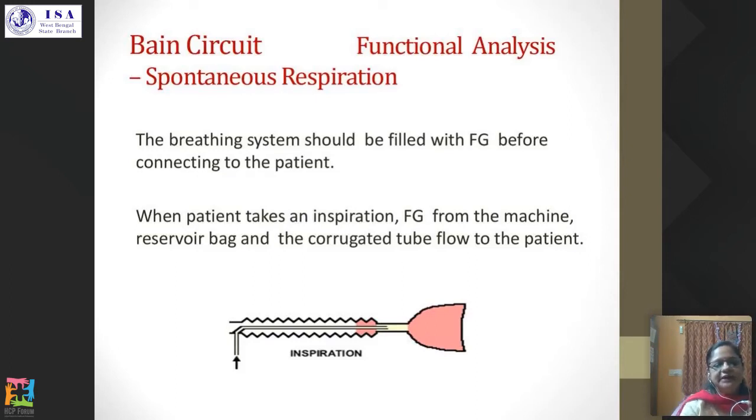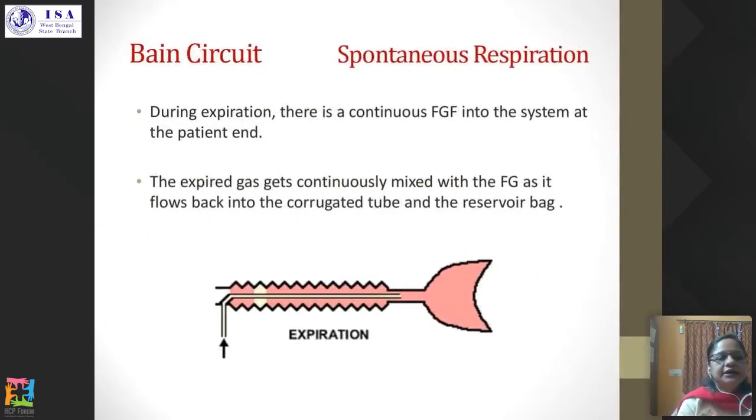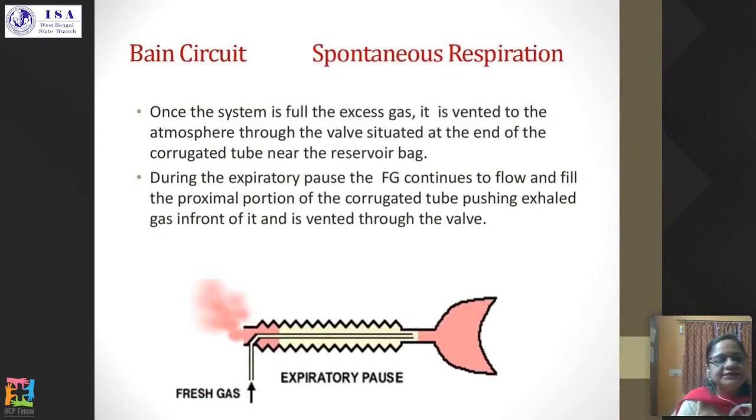When the patient takes an inspiration, the fresh gas from the machine, reservoir bag and the corrugated tube flows through the patient. During expiration, there is a continuous fresh gas flow in the system at the patient end. The expired gas gets continuously mixed with the fresh gas as it flows back into the corrugated rubber tubing and the reservoir bag. Once the system is full of excess gas, it is vented to the atmosphere through the valve situated at the end of the corrugated tube near the reservoir bag.